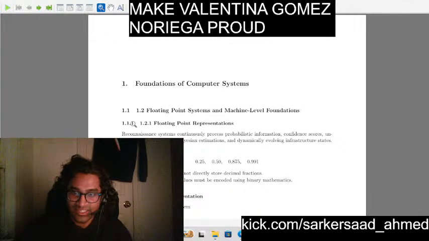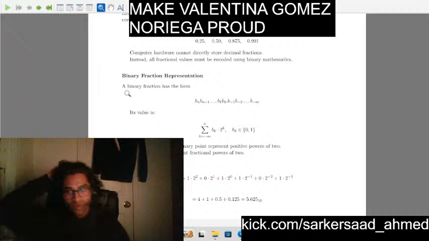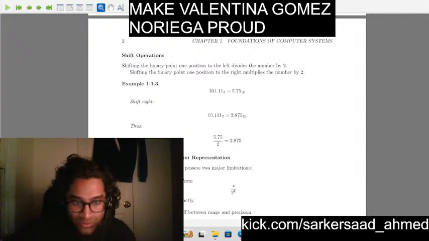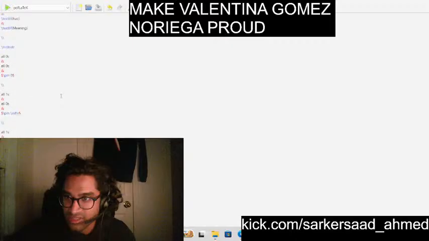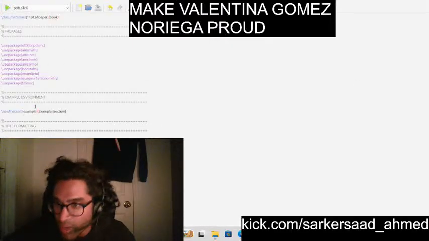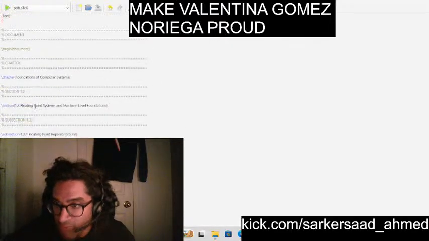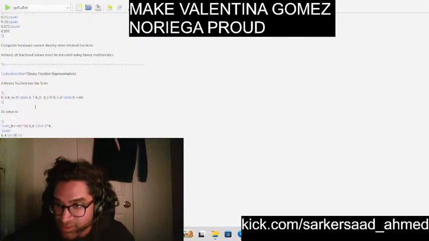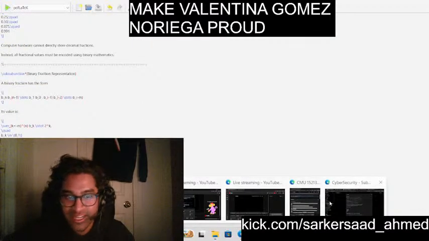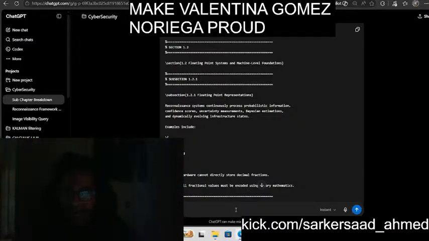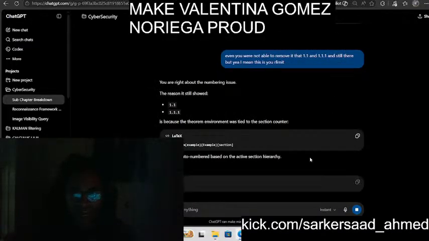I figured. So it doesn't remove that 1.1 and that 1.1.1. It didn't remove it. So let me manually go to the code. And where's that 1.1? So I have to manually change that. Even you weren't able to remove it. That 1.1 is still there. But yeah, this is your limit. Yeah, it is.